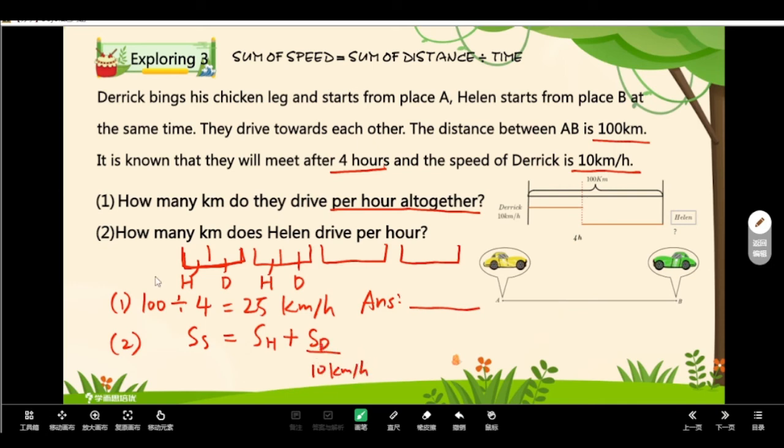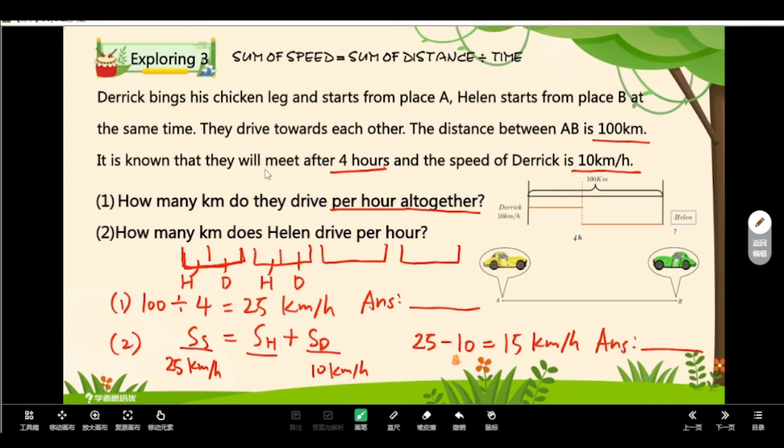Then how about the total speed? Yes, the total speed is 25 km per hour. So how about the speed of Helen? Yes, we can just use 25 minus 10 equals 15 km per hour. And remember to write down your answer at the end. So we have completed this question together.